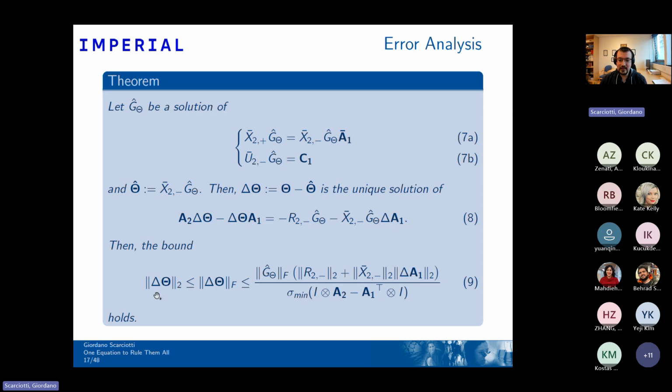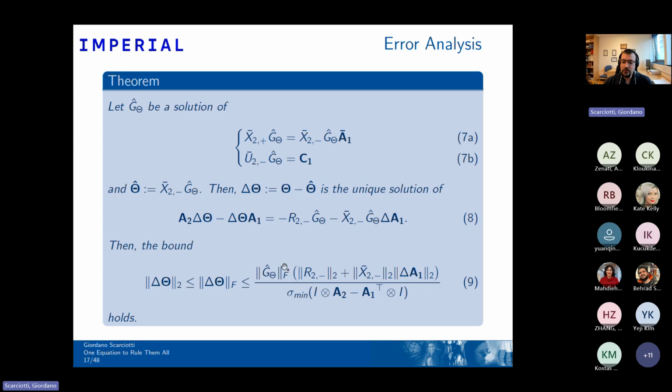And we end up with the norm of the error being less or equal than this expression here. Now, let me explain this expression. So we have the Frobenius norm of the computed G theta hat that multiplies some stuff that we do not know actually, because it's the error, it's the noise plus the delta A1 that we do not know, and divided by the smallest singular value of this matrix over here, that again requires that we know A2 and A1, which in general we do not know. We may know A1, but we do not know A2.